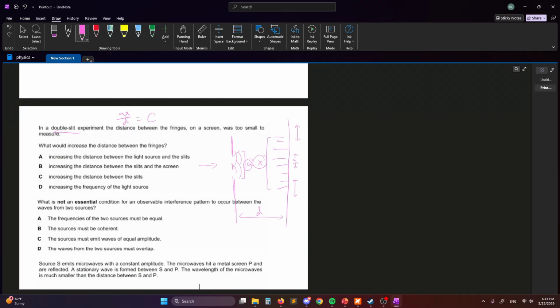And this is equal to some constant basically. This is equal to wavelength, I think, right? I forgot, to be honest. But it should be equal to a constant. And basically, if we want to increase the distance between the fringes, which is X, we want to say that a is inversely proportional to X, right? So let's decrease the distance between the slits to increase the distance between the fringes. And that's going to be C, I think, yeah.